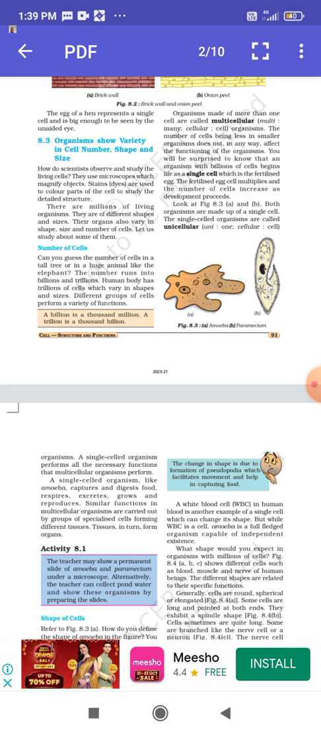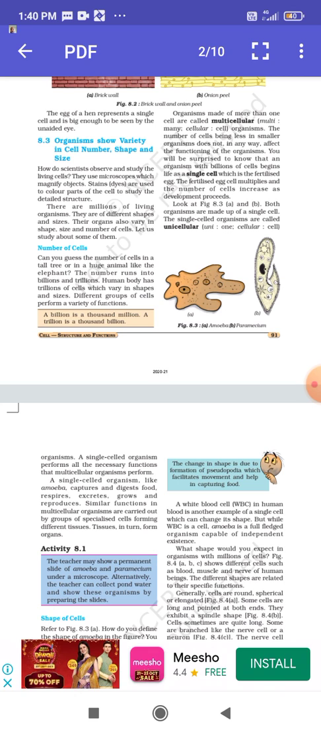Then look at figure 8.3a and b. In figure 8.3, two examples are given. One is of amoeba and another one is of paramecium. Both organisms are made up of single cells. Single-celled organisms are called unicellular, or one-celled organisms. The single-celled organism performs all the necessary functions that a multicellular organism performs.